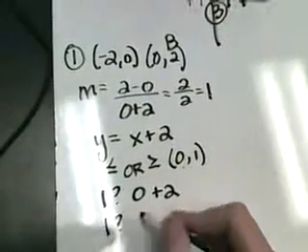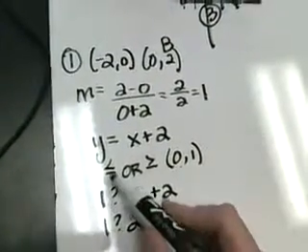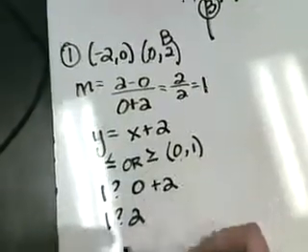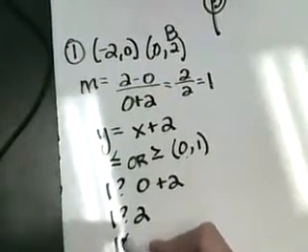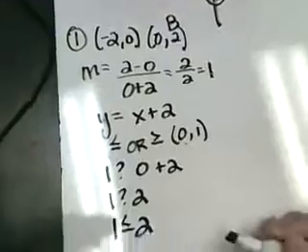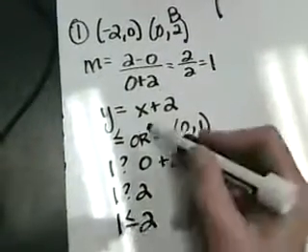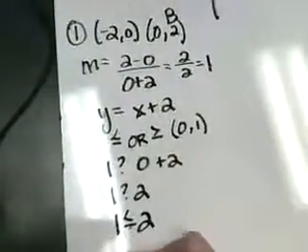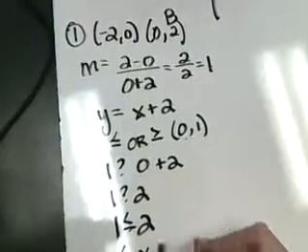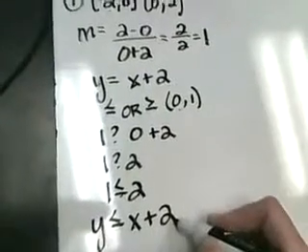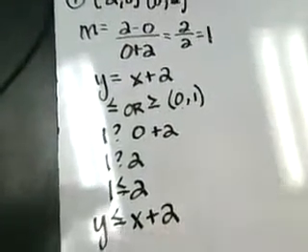So 1 is what compared to 2? Is 1 less than or equal to or greater than or equal to? It would be less than or equal to. So now I need to use that symbol for my equation above. Y is less than or equal to x plus 2. And I need to hold on to him.